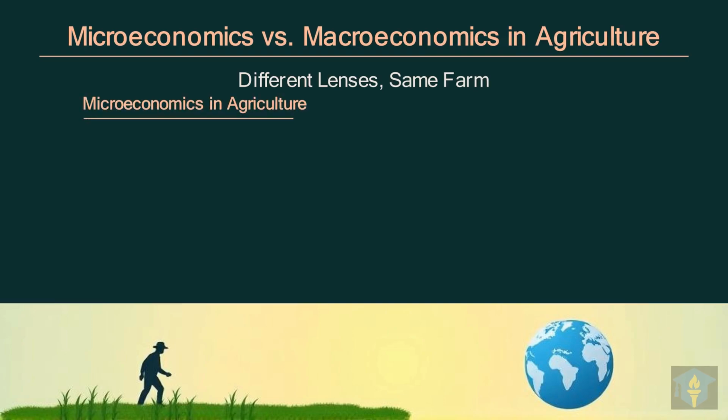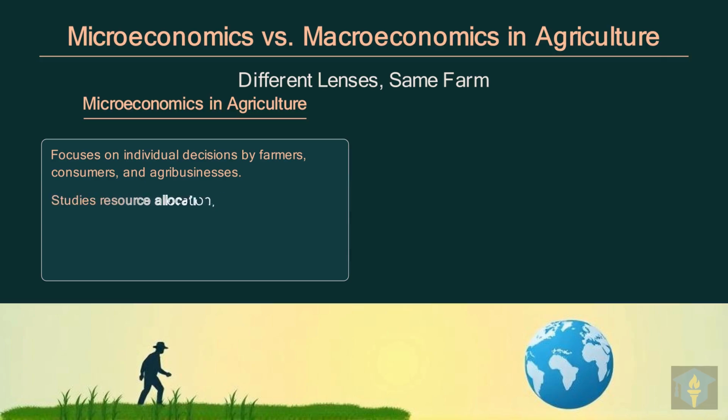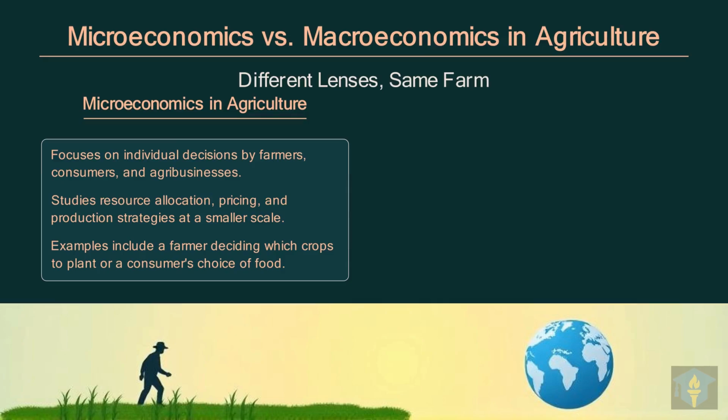First, microeconomics in agriculture focuses on individual decision-making. It examines choices made by farmers, consumers, and individual agribusiness companies. This includes studying resource allocation, pricing strategies, and production at smaller scales. For example, a farmer deciding which crops to plant based on market prices.